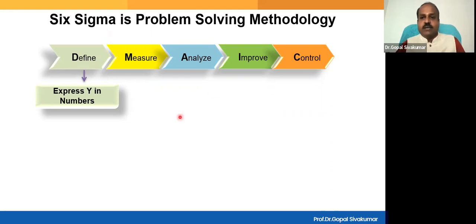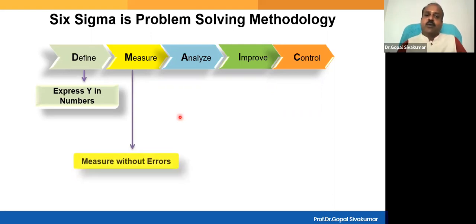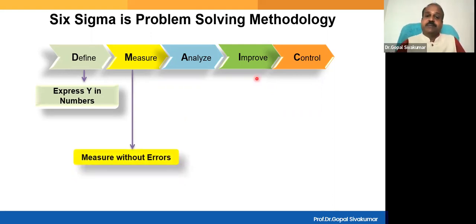Right? And once the define is done, you move on to measure. And now why do I want to measure? I want to measure the baseline. What is the real ground reality? People are saying there is 10% rejection. Is it really 10%? Or is it only they are talking? So we need to collect data and validate the baseline. The purpose of measure is to validate the baseline.